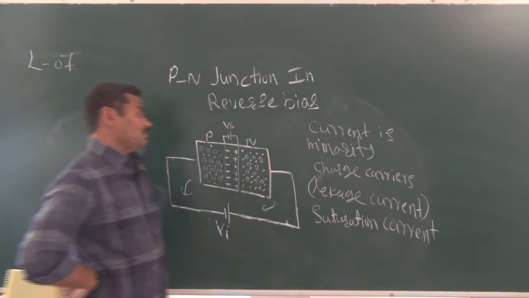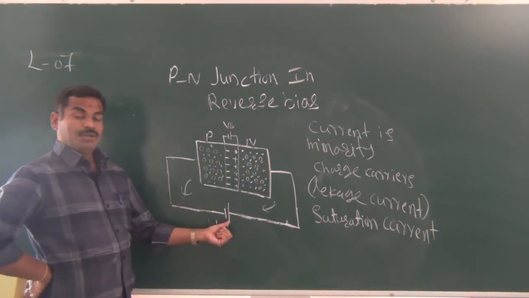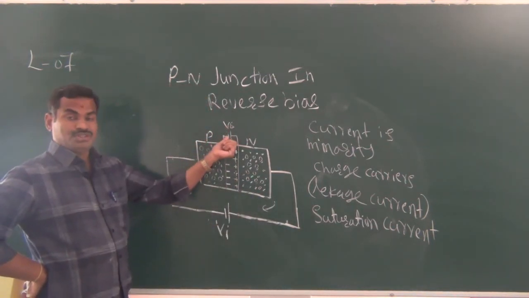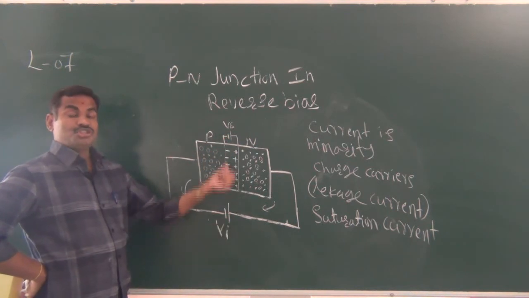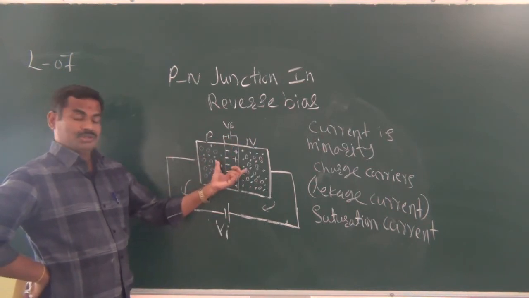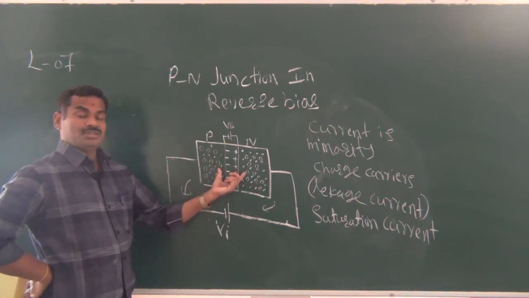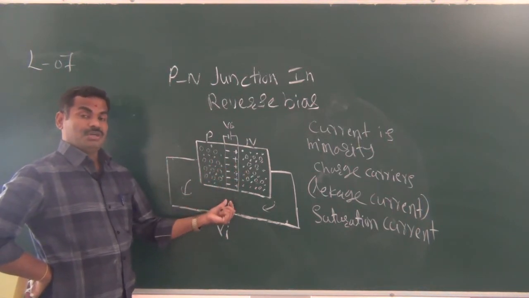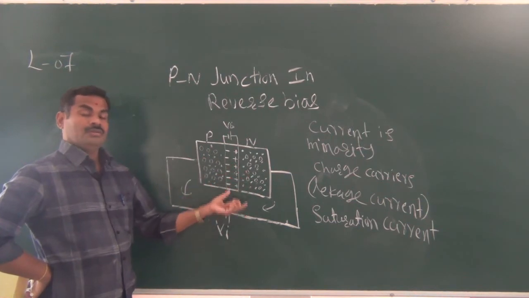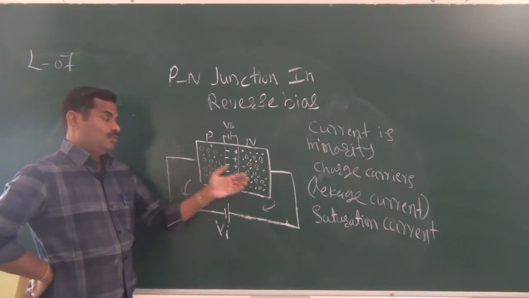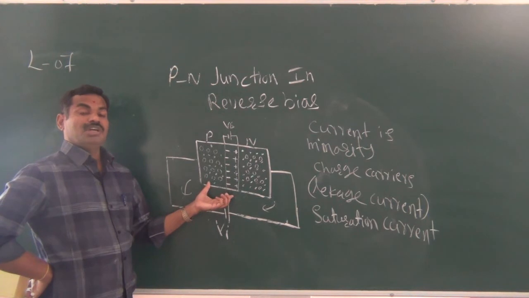Another important thing is that the applied voltage supports the barrier potential. That's why the barrier potential increases, or the depletion layer increases. Because the depletion layer increases, what happens? The majority carriers are not moving across; they are moving away from the junction. Only the current because of the minority carriers remains.